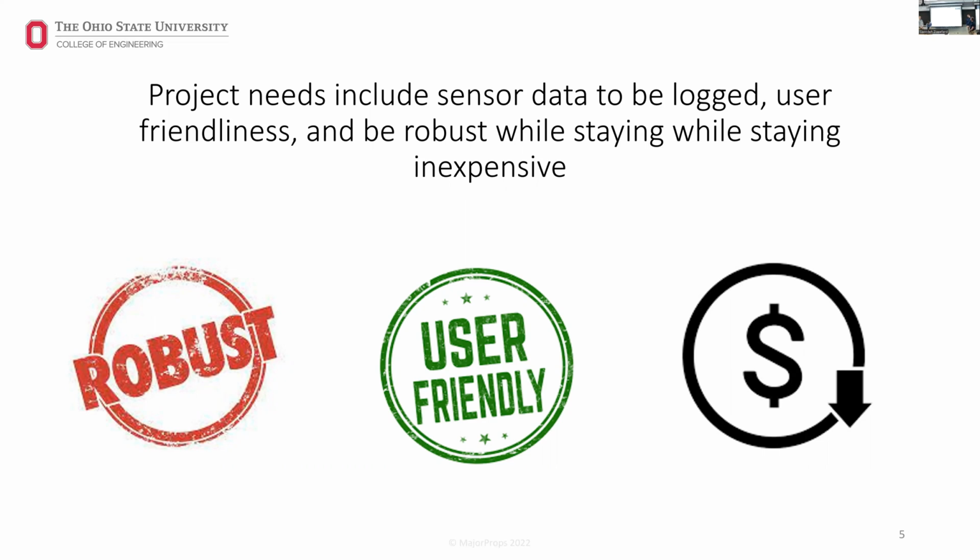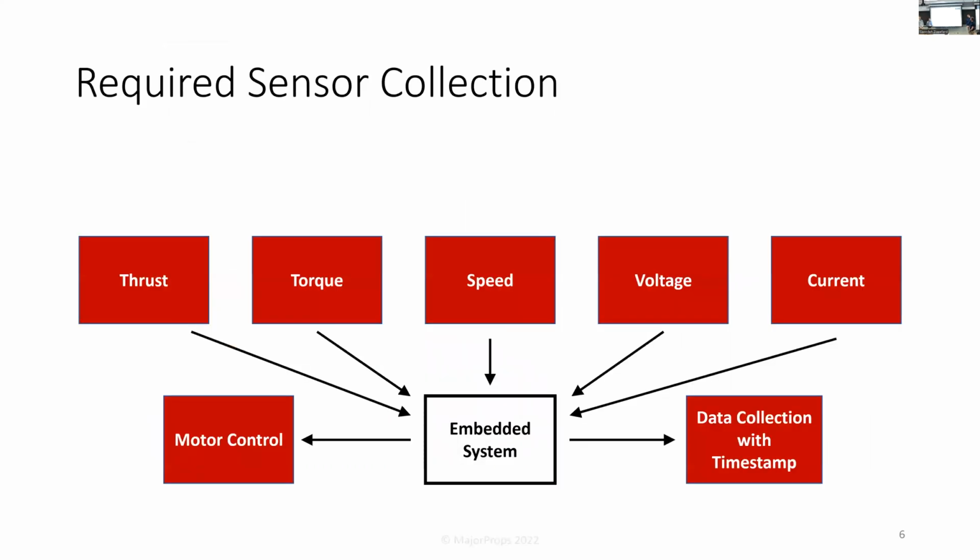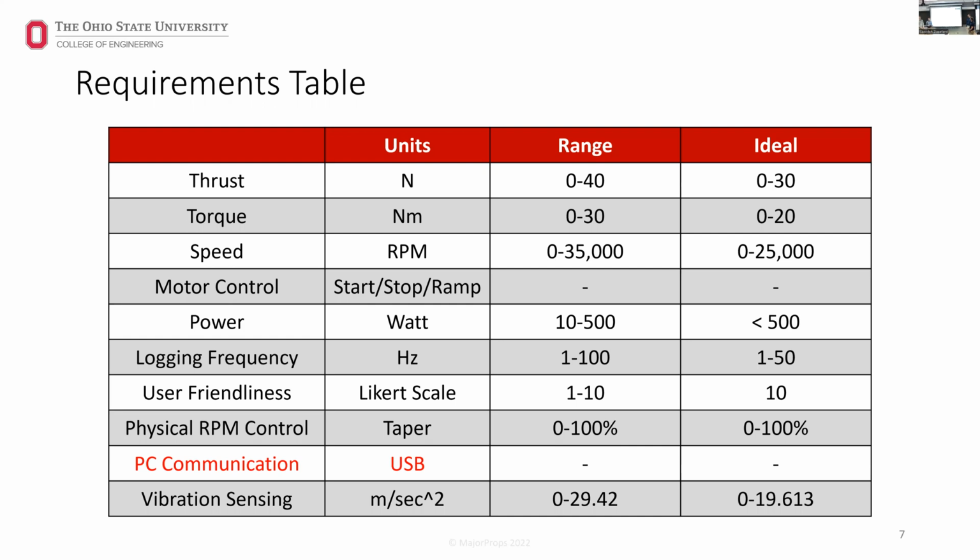We still need to collect the same data and get that to the embedded system with the thrust, torque, speed, voltage, and current. We still need to control a motor and collect all that data to a computer with the time. On our requirements table, we made one change. That being PC communication via USB. We removed costs from that because that's more of a constraint than a requirement. And so we replaced that with our PC communication because that is one of our defined requirements.